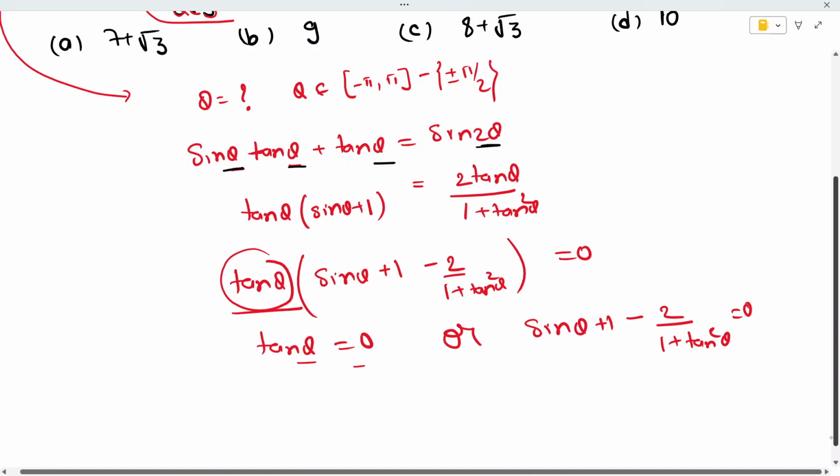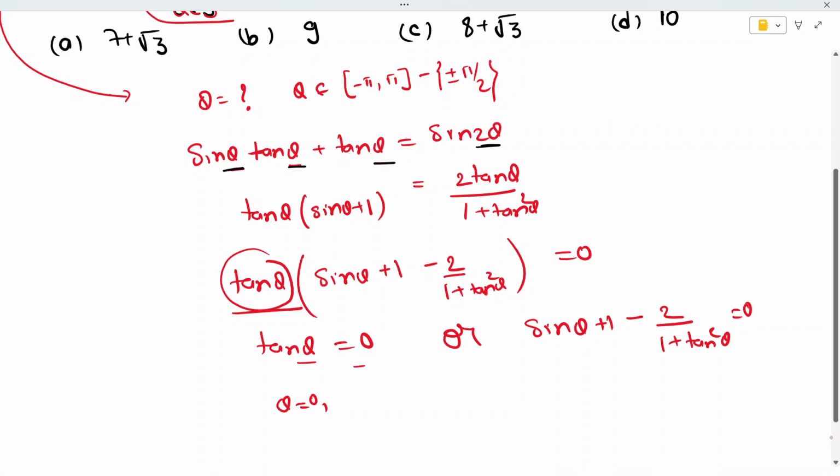When will tan theta be 0 between minus pi and pi? When theta is 0, theta is pi, and theta is minus pi. Now you have to find when sin theta plus 1 minus 2 over 1 plus tan square theta is 0. We know that 1 plus tan square theta is equal to sec square theta. Turning this to the denominator, this becomes cos square theta, equal to 0.